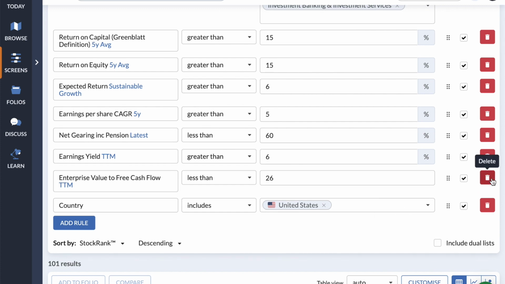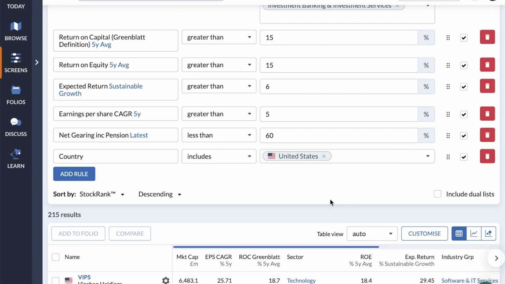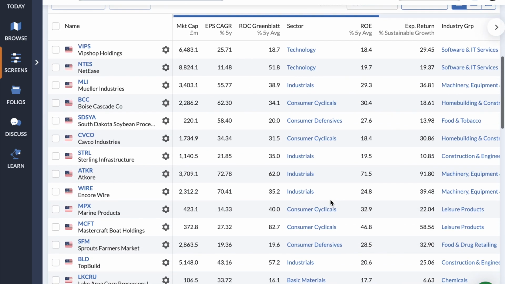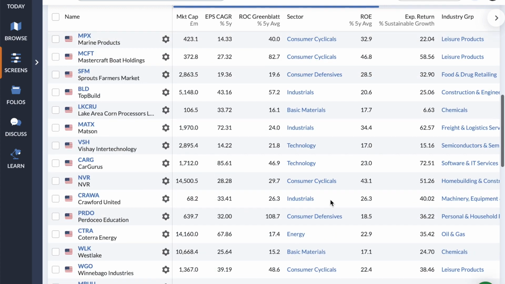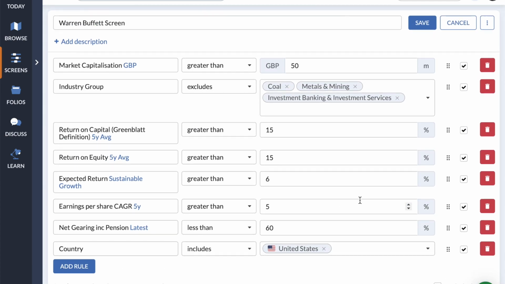And you can always play around with the rules of your screen. If you're not as focused on the value factor, you could always remove those metrics. But remember, this is just a starting point. Although we have whittled down the number of stocks to a manageable length, it's worth doing a bit more research on any promising companies before committing.